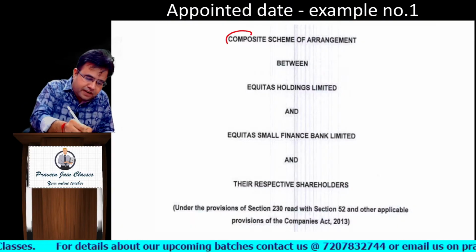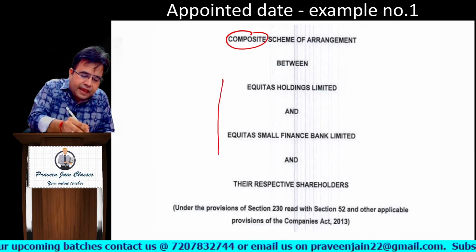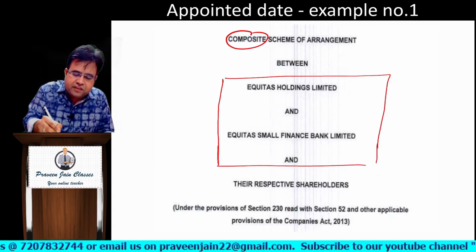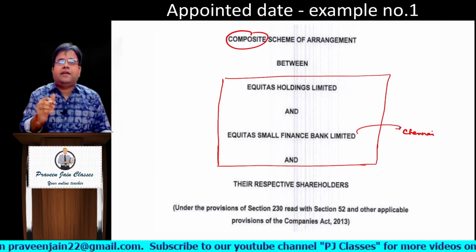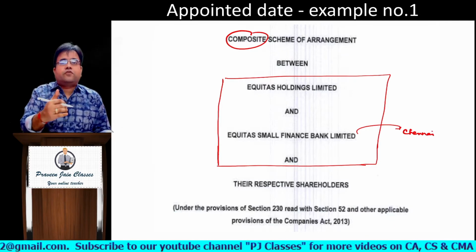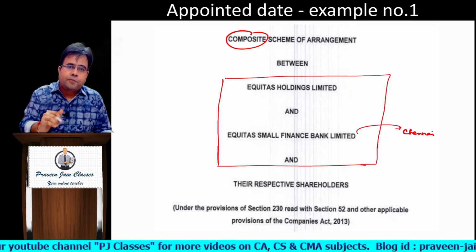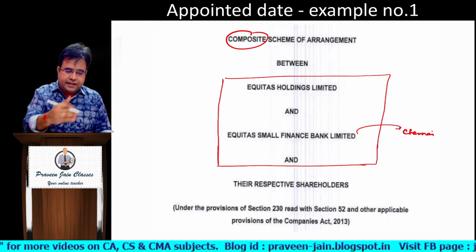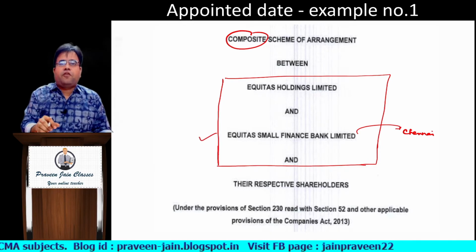So here presently I am having one compromise or arrangement scheme of Equitas Holding Limited and Equitas Small Finance Bank. So this is a company which is in Tamil Nadu, sir. So in Chennai they are having their office, sir. So these two companies have come to one understanding, or one compromise or arrangement, sir. Now, sir, when I have gone through this entire scheme of arrangement, it is available on the website of Equitas Small Finance Bank, sir.